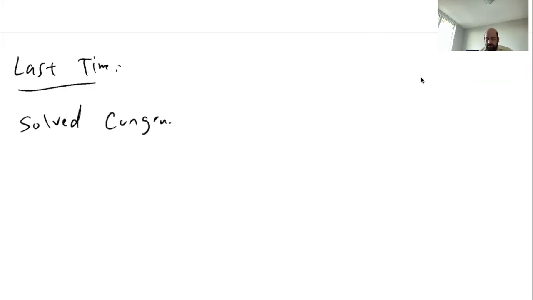Hello, everyone. So last time we were still doing number theory, and we looked at congruences and how to solve congruences. So a particular form of congruence that we looked at last time, and we provided an algorithm to solve it, was a linear congruence of the form, let's say, AX is congruent B mod M.